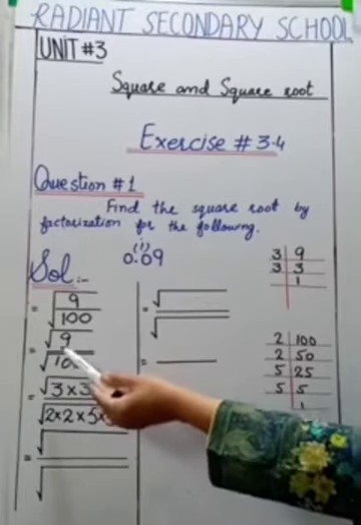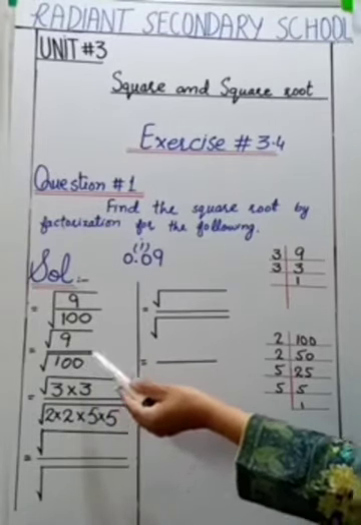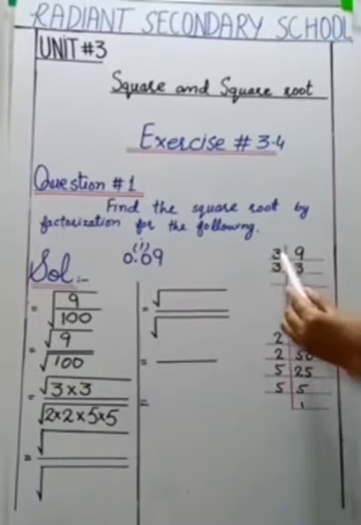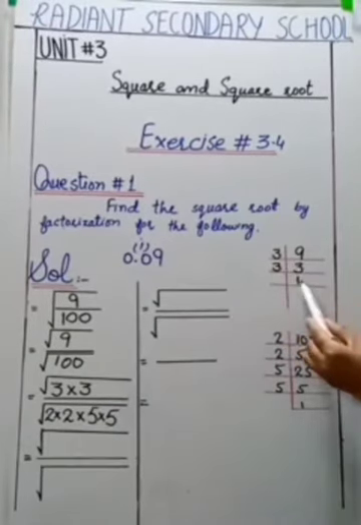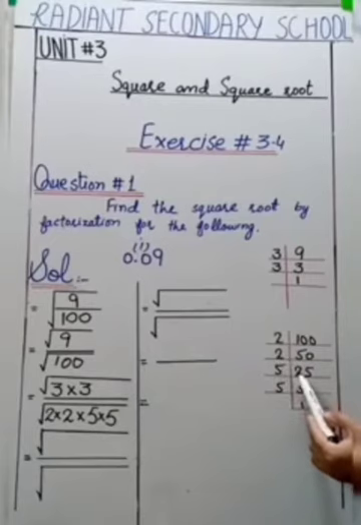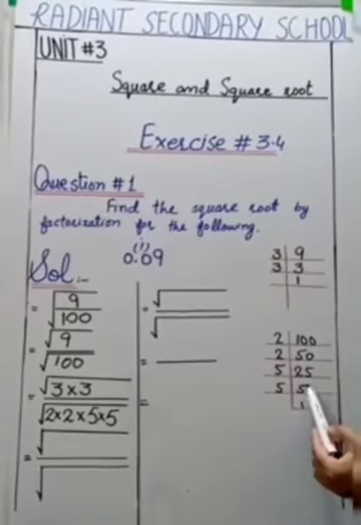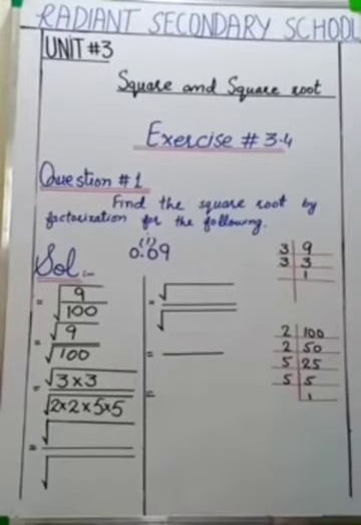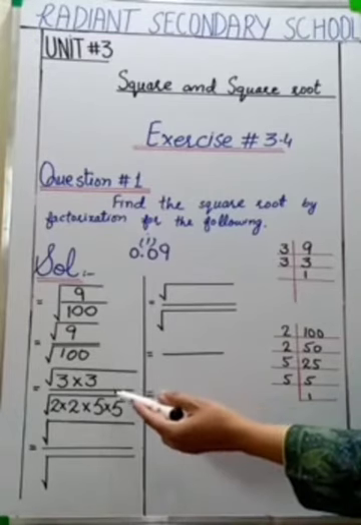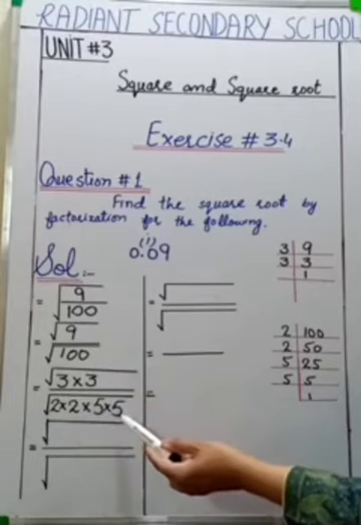After putting the square root, you will make the prime factors of both numerator and denominator. The factors of 9 are 3 threes are 9, 3 ones are 3. Factors of 100: 2 fives are 10, 2 twos are 4, 2 fives are 10, 5 fives are 25, and 5 ones are 5. Under the root, I will write the factors of 9. These are 3 into 3. Then I will write the factors of 100, 2 into 2 into 5 into 5.